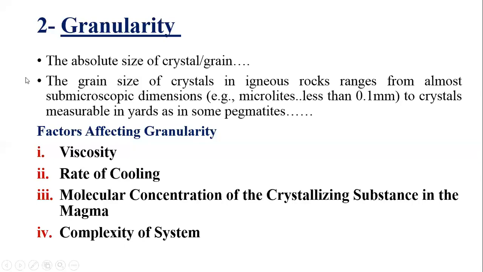Complexity of system. What is complexity of system and how does it affect the granularity? Complexity of system refers to how many minerals are present within the rock, how many minerals a rock possesses. If a rock is more complex, it means that it has many minerals, such as gabbro, which has plagioclase as well as pyroxene and sometimes olivine. So gabbro is complex in terms of mineralogical composition. So the gabbroic magma or the gabbroic melt results in the formation of fine grained gabbro rock.